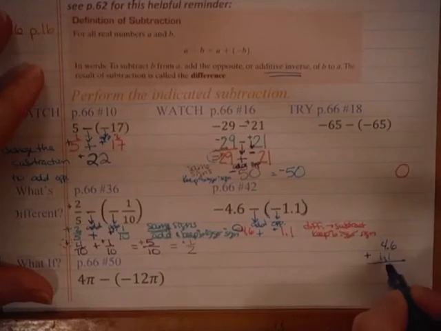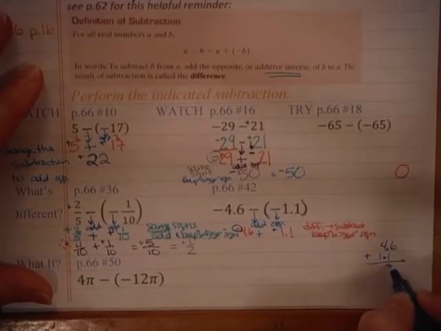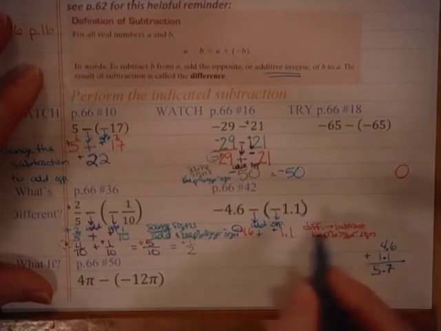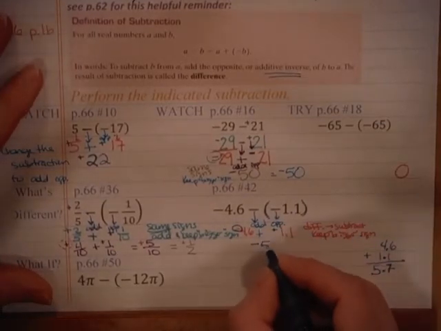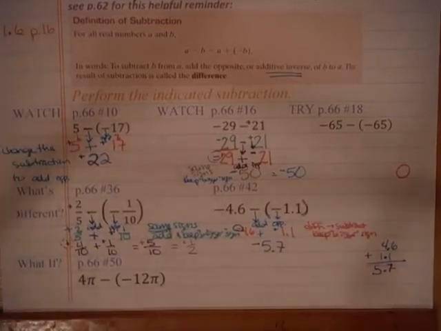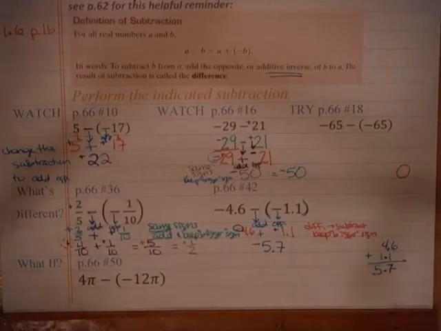So 4.6, 1.1, you line up those decimals. 6 plus 1 is 7. 4 plus 1 is 5. So we get a 5.7. It's going to be negative. So negative 5.7 on that. Oh, I'm sorry. Oh my goodness.